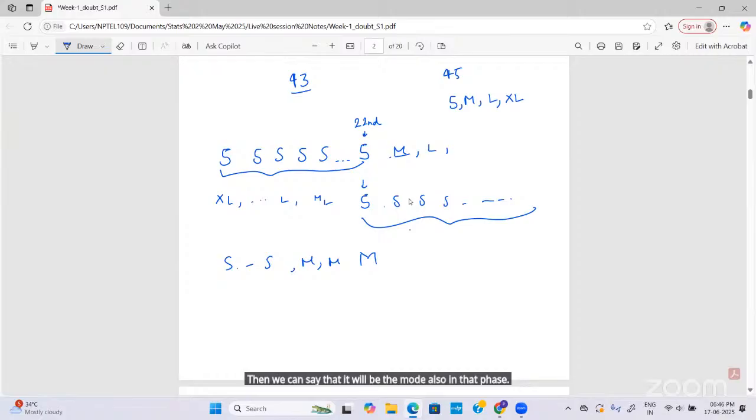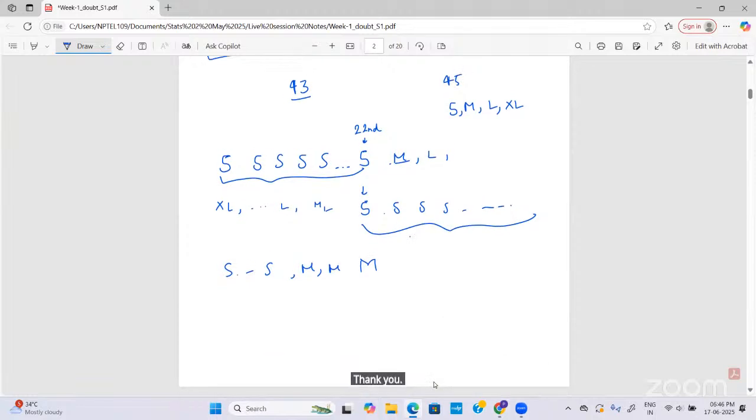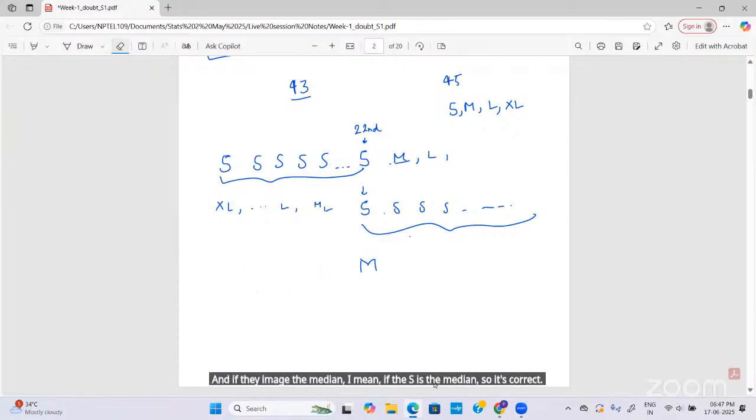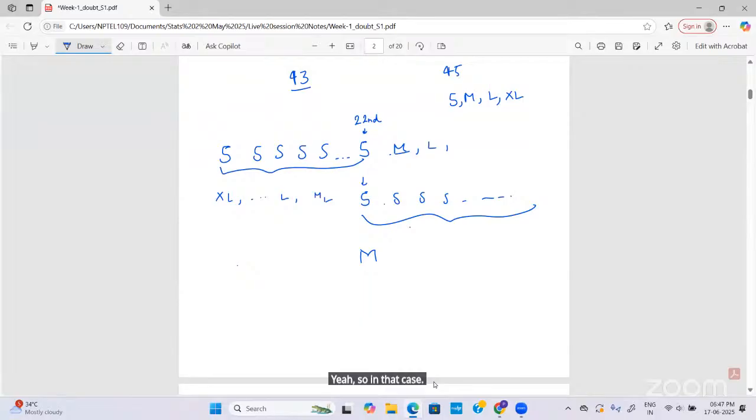Okay. Thank you. I'm sorry, I didn't understand the M size concept for the median. Please repeat it again. If M is the median, and if S is the median, so it's correct. Then if M is also the median, then why it's not correct? Yeah, so in that case, we are not sure about other things.